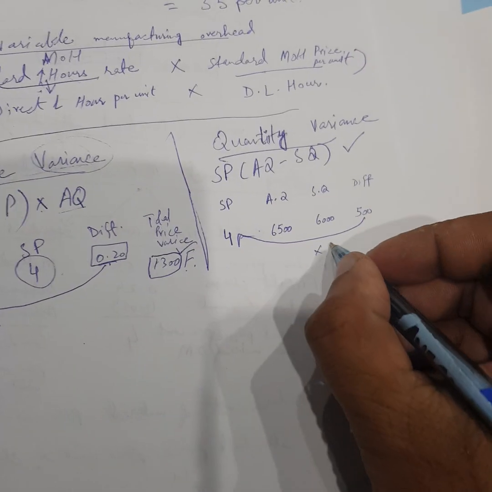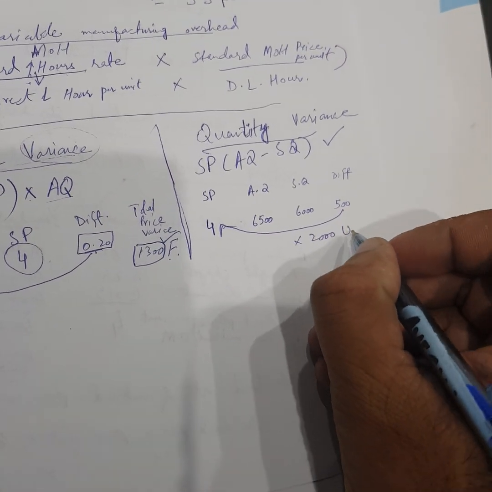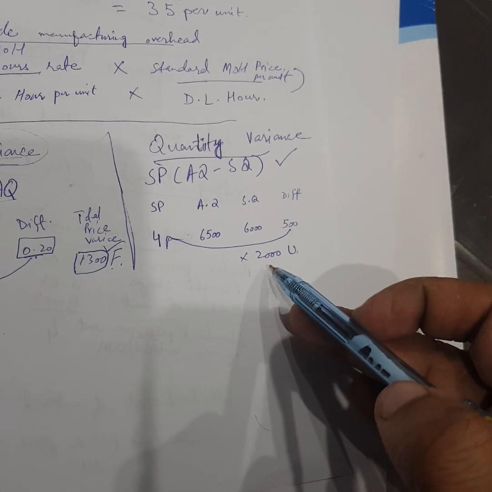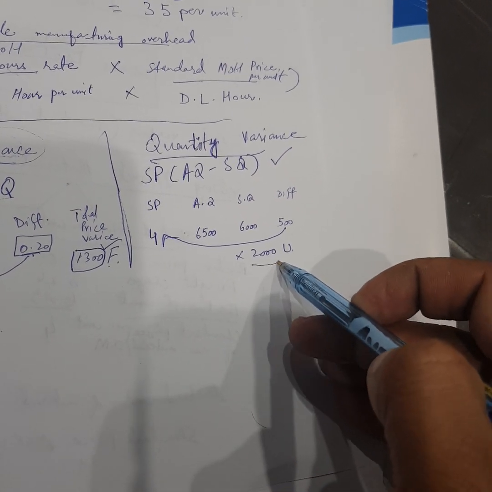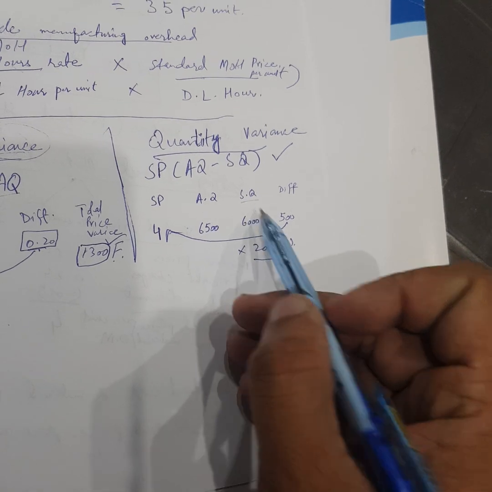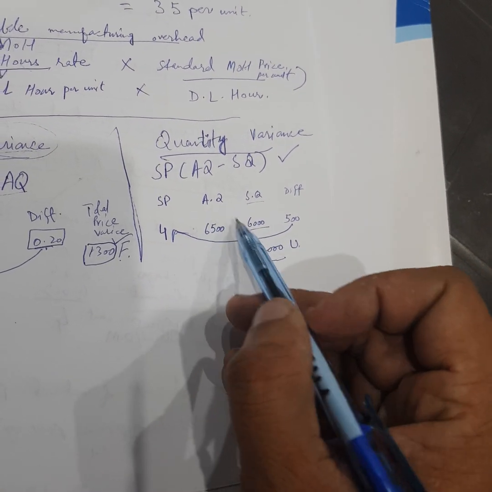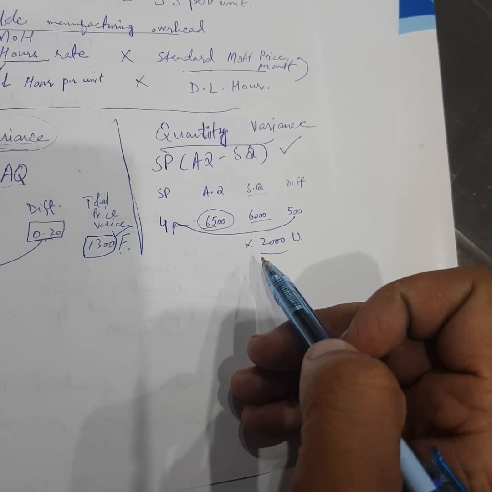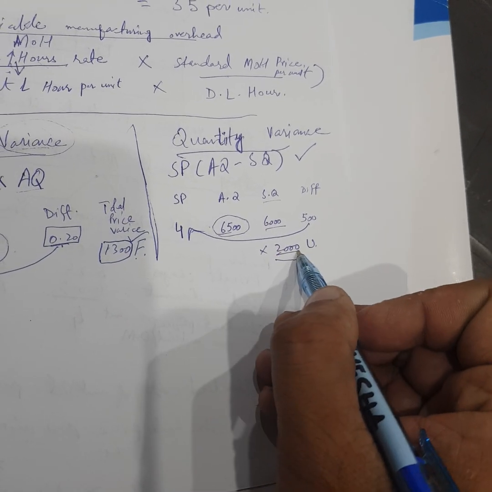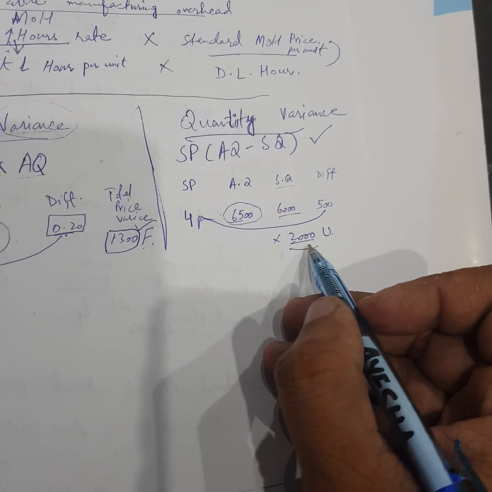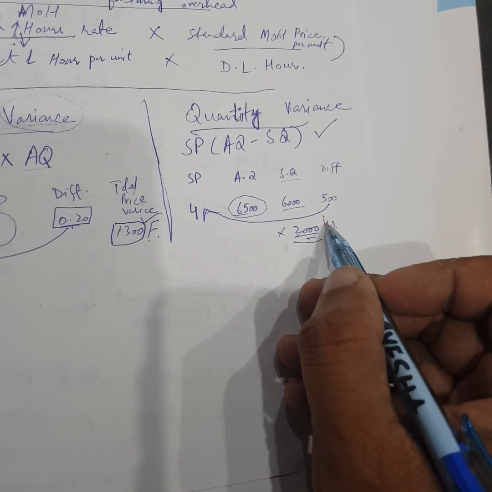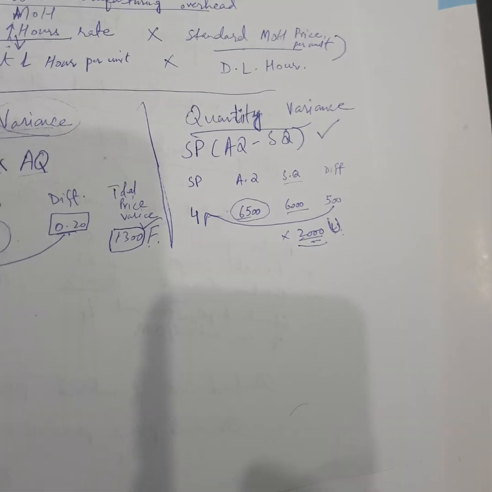So we will get 2000 rupees, that is unfavorable, because the company has to pay 2000 rupees extra, as their standard quantity was 6000, and the actual quantity goes beyond the standard quantity. Because of that, a 2000 rupees expense exists, and it is unfavorable for the organization.